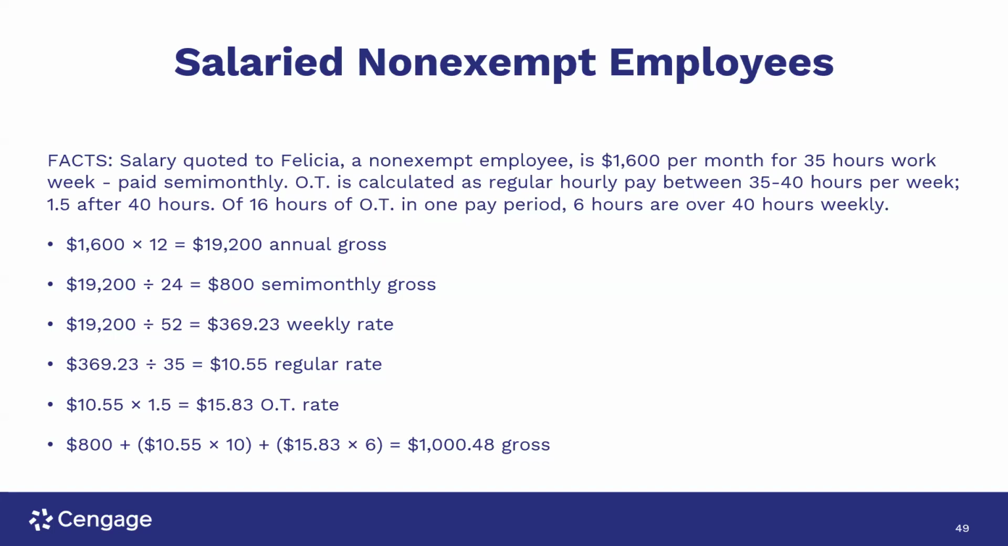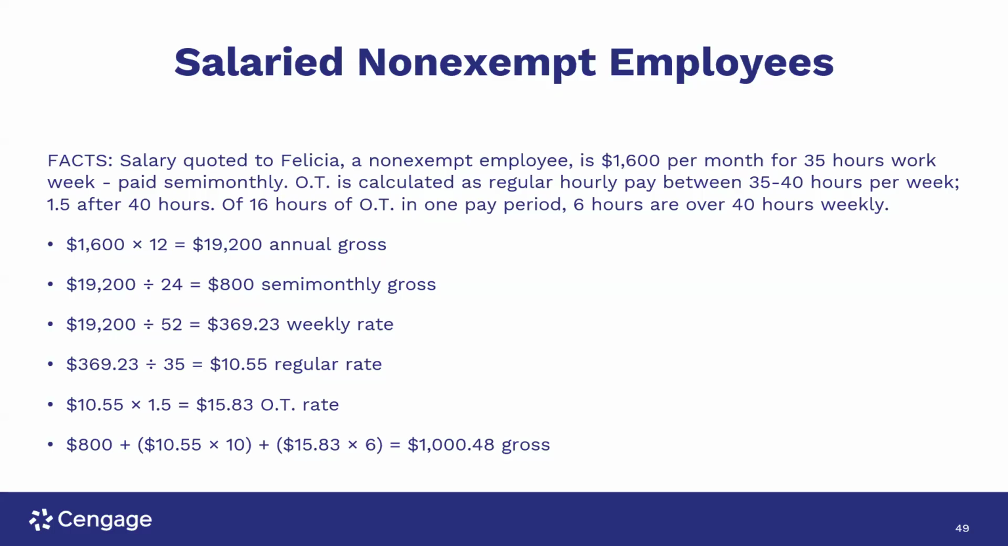And here we go over a salaried non-exempt employee. So Felicia is a non-exempt employee. She works 1,500, she gets paid 1,600 per month for 35 hours per work week, paid semi-monthly.